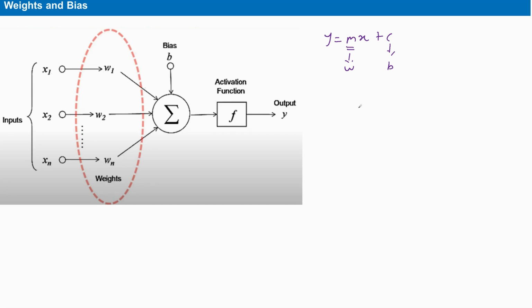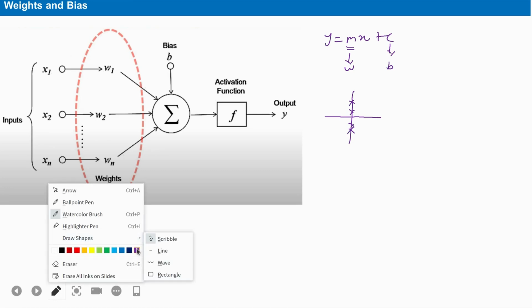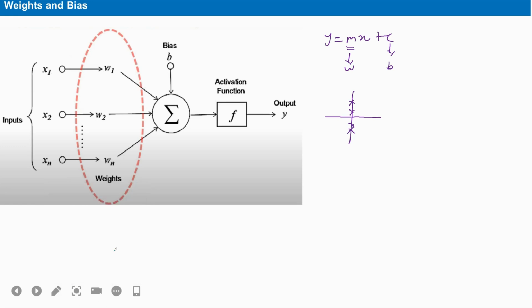As I said, the weight parameter can move your hypothesis in the vertical direction. With the weights you can move your hypothesis only in the vertical direction. But when you consider the bias, we get an extra facility: we can move the hypothesis in the forward or backward direction also, by using the bias parameter.